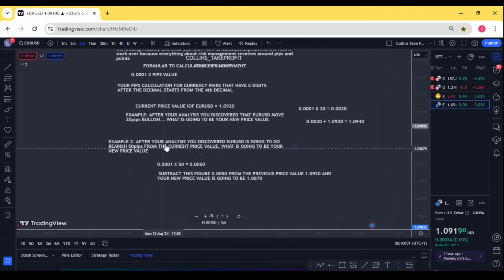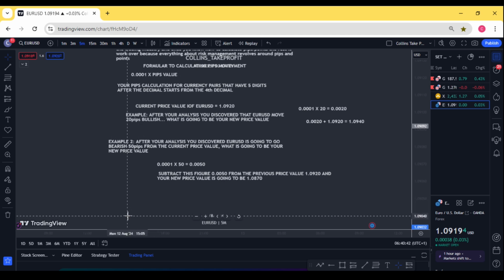Now let's say after your analysis you discover Euro USD is going to go bearish 50 pips from your current price value. What's going to be your new price value? Follow the formula: 0.0001 multiplied by 50 pips gives you 0.0050, and subtract it from the previous price value, which is 1.0920, and your new price value is going to be 1.0870. It's that simple. It's as simple as ABC.